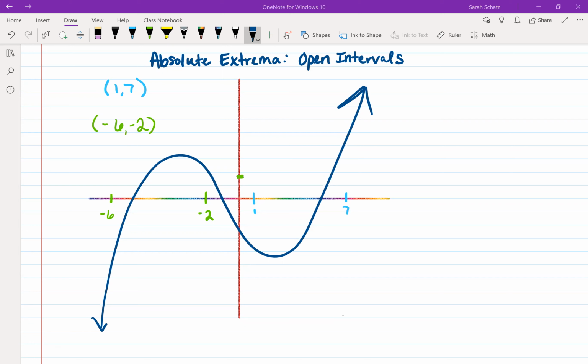So guys, what we're gonna do today is check out absolute min and max on open intervals. And you might not think that it makes a big difference if your interval is open or closed, but it really does, guys, because it makes a big difference about what's happening at your endpoints.